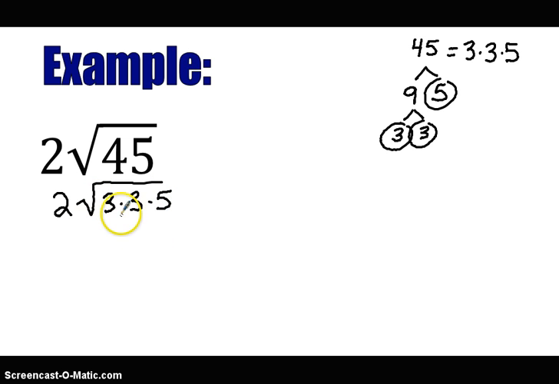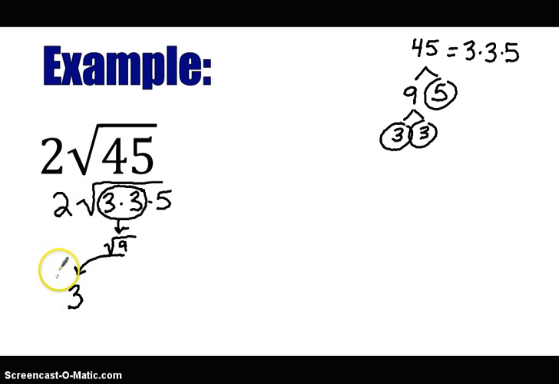Now, step 2, look at the prime factorization and look for pairs of factors. Those will form perfect square roots. Well, we see a pair of factors here, 3 times 3. We know that 3 times 3 is 9, so the square root of 9 we can bring out of our square root symbol because it equals a whole number, 3.